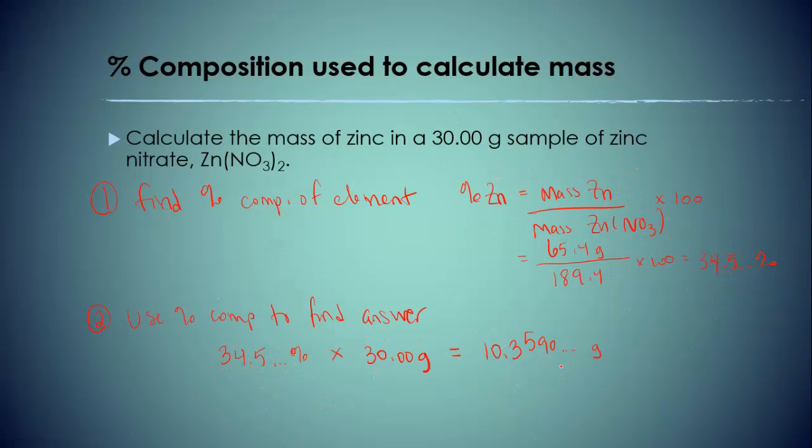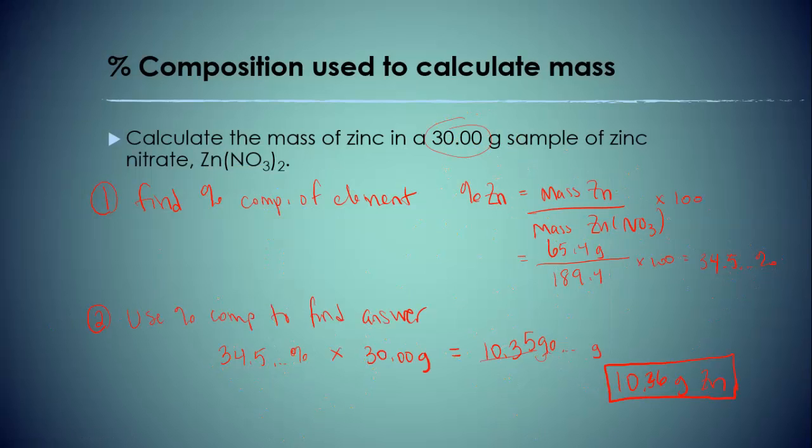Now, in terms of sig figs, what do we do? Well, the only number that was given to me was this one. Everything else I came up with. That means that all of this stuff has an infinite number of sig figs, and so does this. This has 4, so my answer needs to have 4 sig figs. I can keep those 4 digits. The 9 beside it rounds me up, so that'll be 10.36 grams of zinc will be your answer.